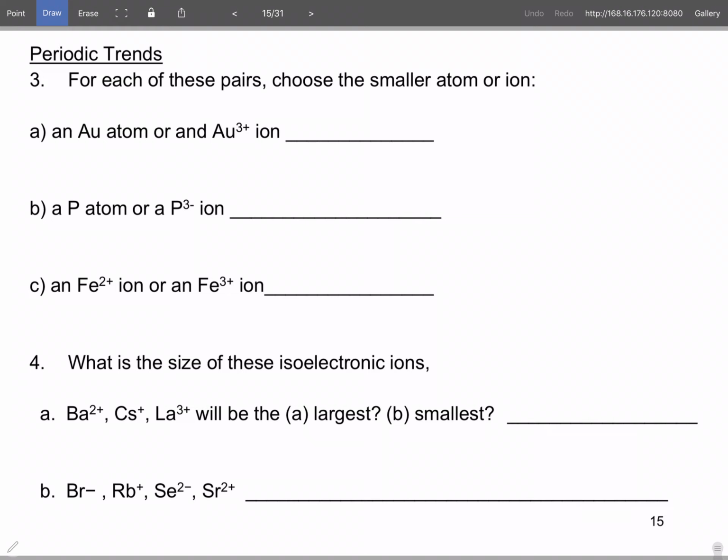So if you're looking at each of these pairs, this one asks you to choose a smaller atom or ion. If it had asked for the larger one, then you do the opposite. So we have a gold atom or a gold ion. So the smaller one will be the ion, because once you lose those electrons, you get smaller. Now, on the other hand, we've got the phosphorus atom and the P3 minus ion, which means you would gain 3 electrons. So that's going to be larger. We want the larger one.